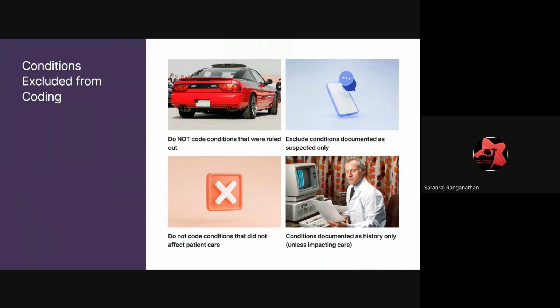The principal diagnosis is most important, and the secondary diagnosis is affecting the patient. The payment is based on the principal diagnosis only. For the secondary diagnosis, I will be indicating where I can take additional care for the patient. Then, a condition documented as history only, unless impacting the care. So all history conditions you cannot take, like a history of breast cancer or other history cancers. If that condition is affecting the patient currently, then it can be considered.